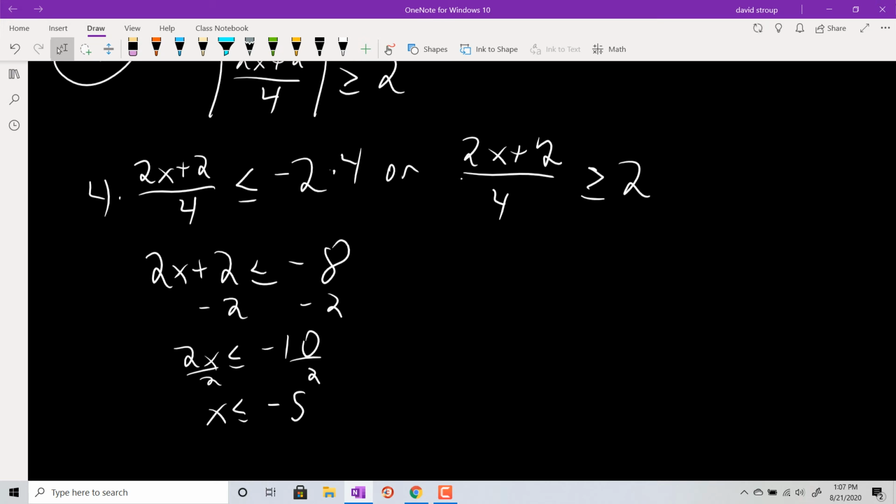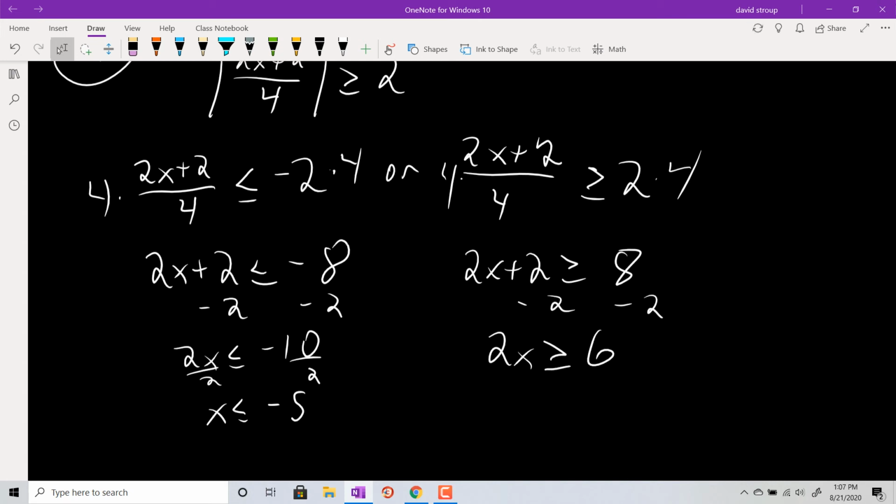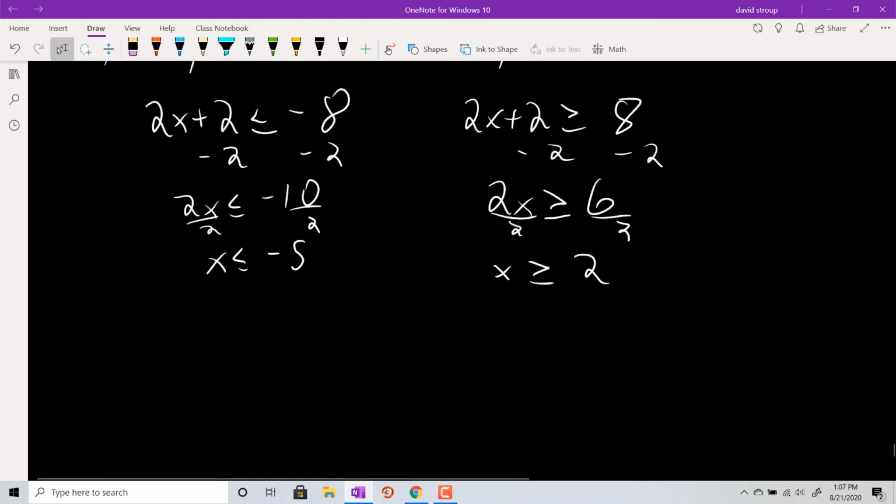For the right one, multiply by 4. Subtract 2. Divide by 2. Okay. And then we write up our solutions.